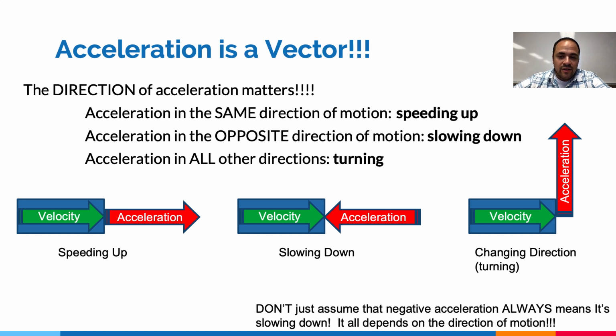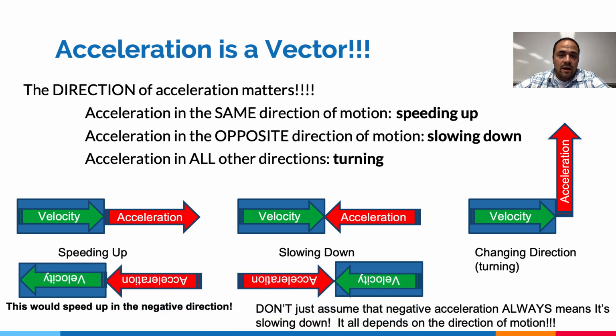Now, it's easy to think, oh, negative acceleration means I'm slowing down, but that's not always the case. If you're in motion in the negative direction in your frame of reference and you are negatively accelerating, you're speeding up because both of those are in the same direction. So be very careful not to assume that negative acceleration means you're slowing down. Always look at the direction of motion and the direction of acceleration to determine if you're speeding up or slowing down. If they're the same, you're speeding up. If they're opposites of each other, you're slowing down.